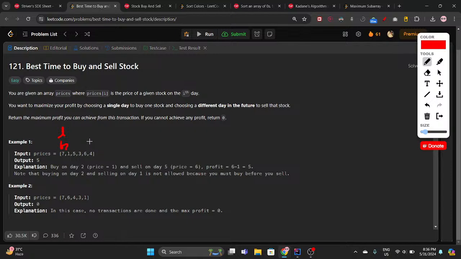I'm not remembering the optimal. So in the optimal, what we do is first of all we have to sort. So it will be this, and no, we can't sort because the days are specific.